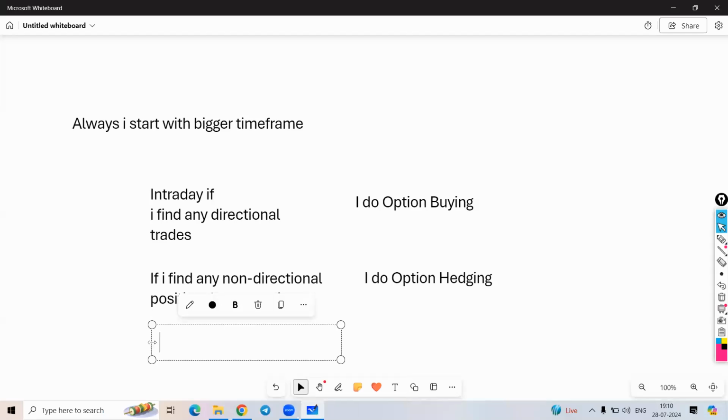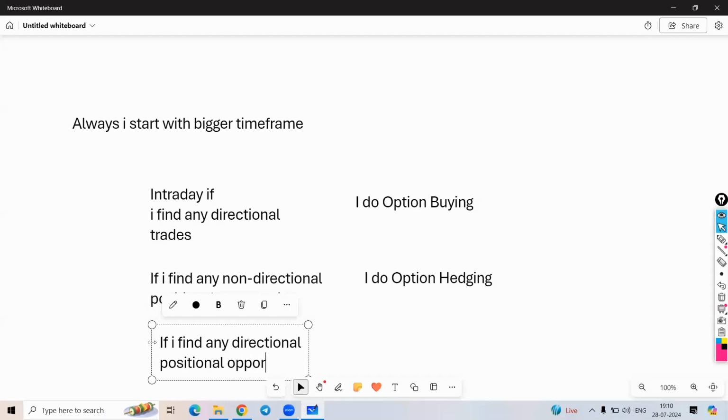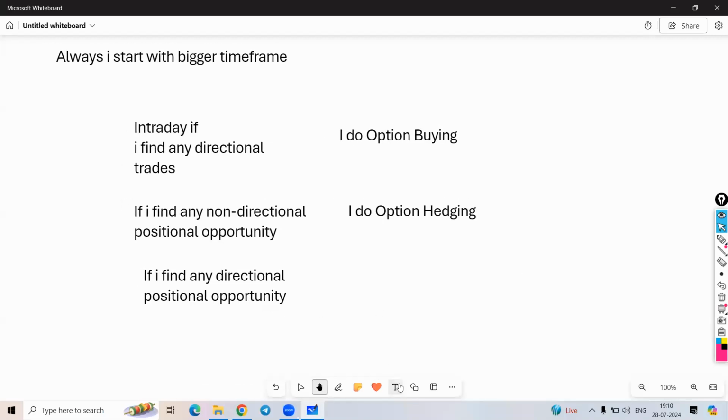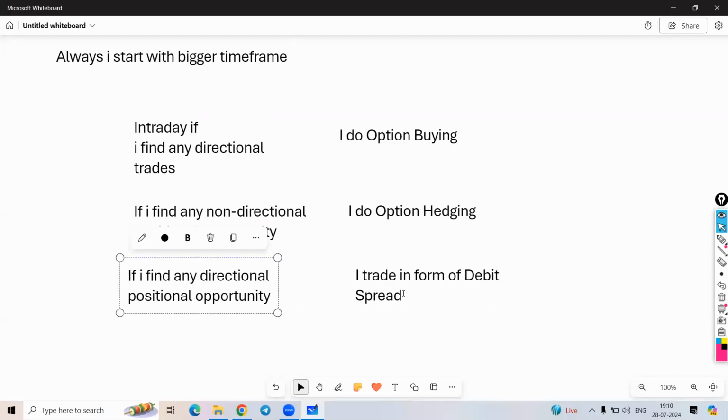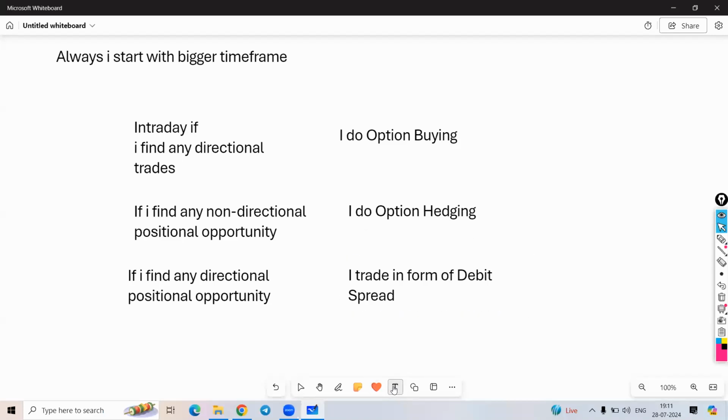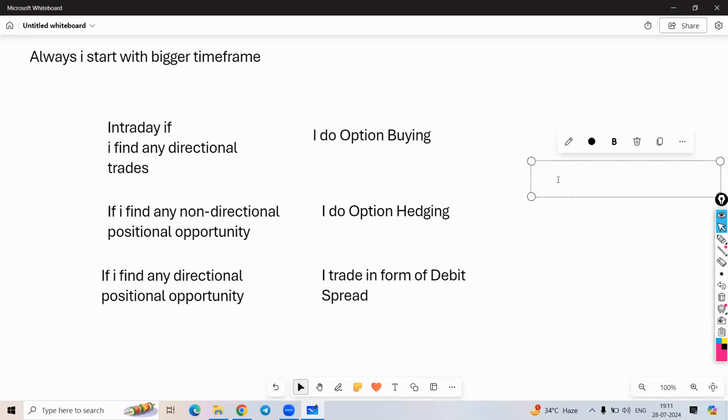So again, positionally, if I find any directional positional opportunity, here again simple. I trade in the form of debit spread. That's it. Okay. So basically here, everywhere I'm using options only. Everywhere I'm just participating via options.